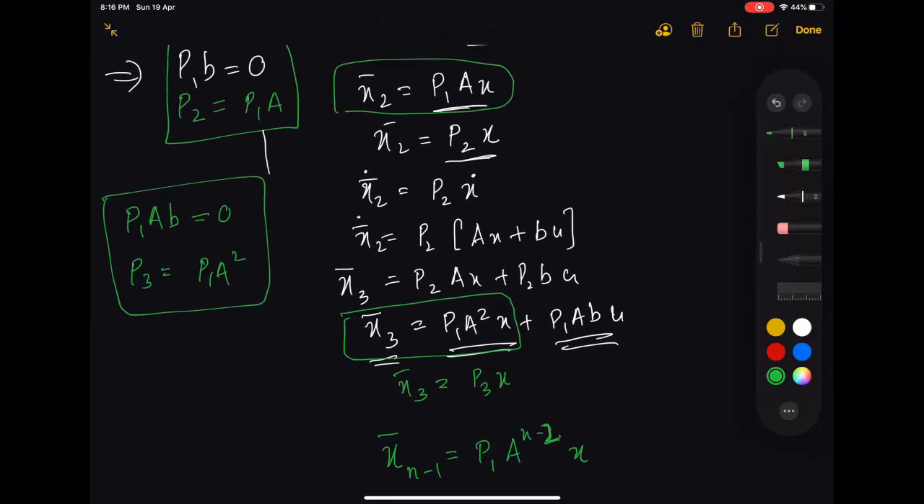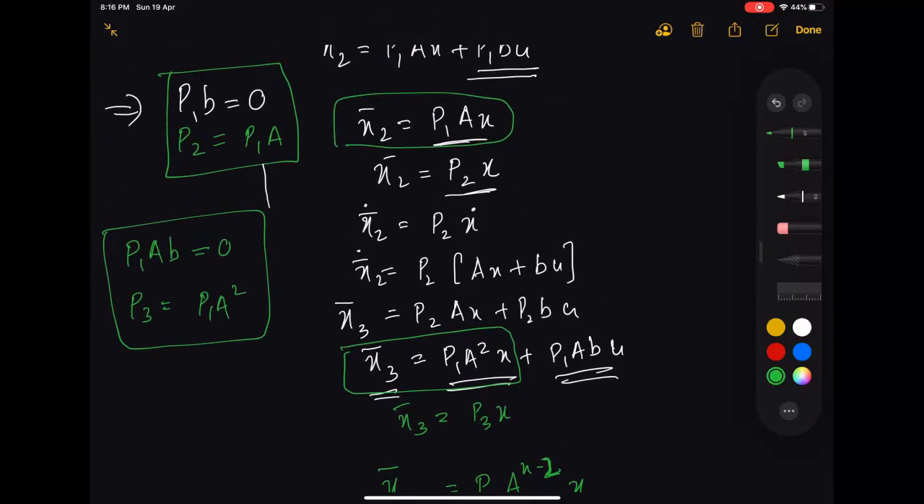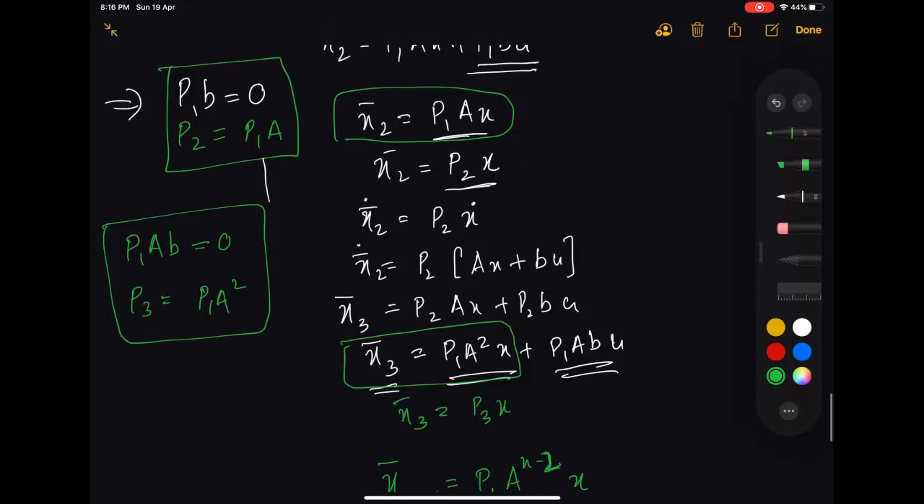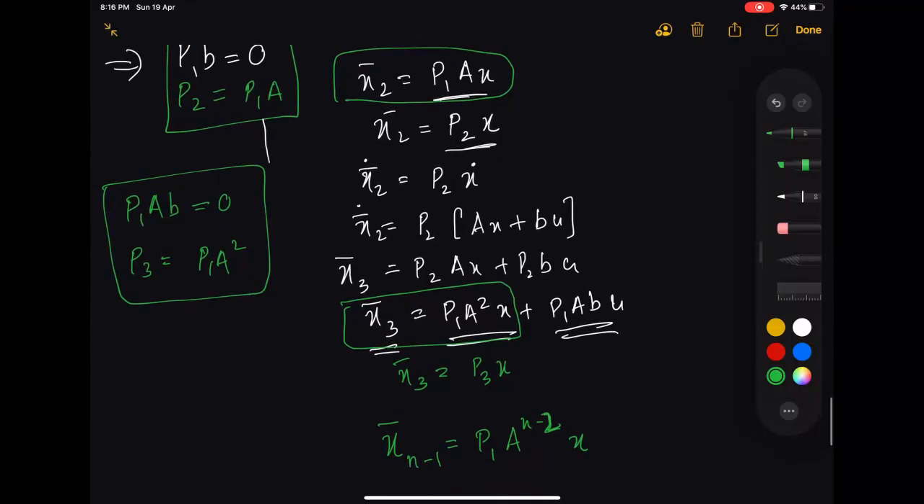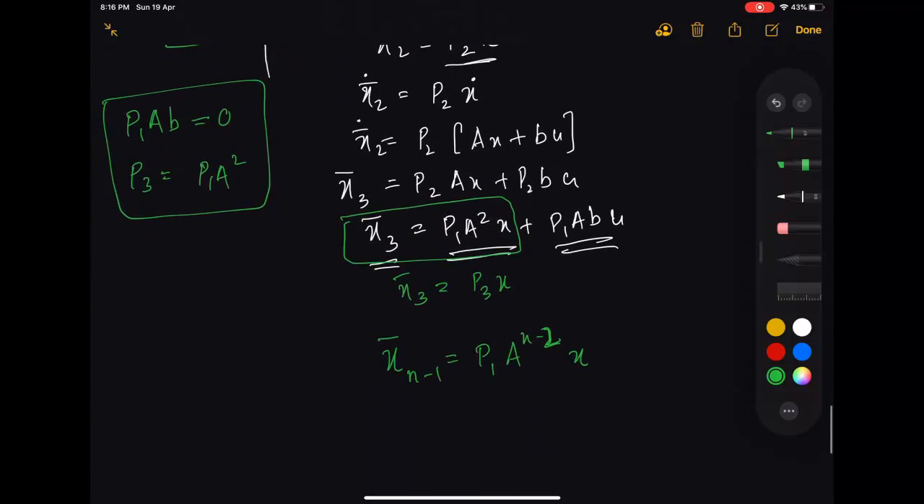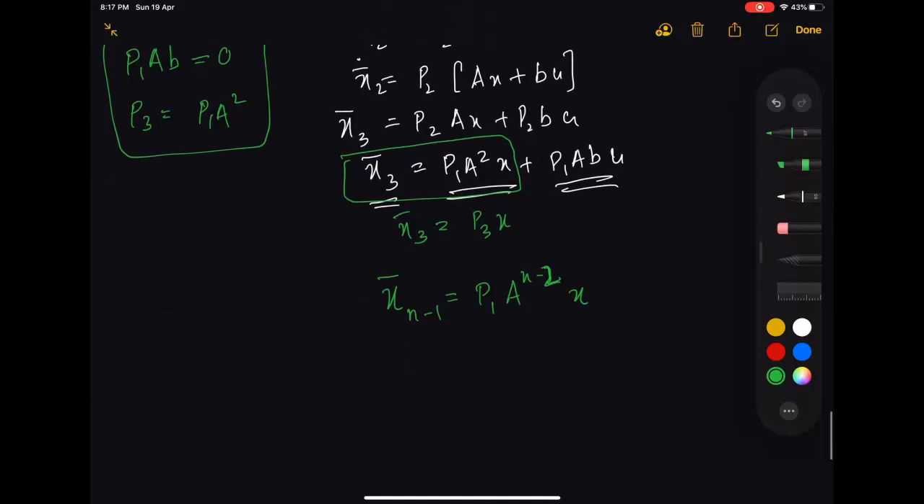So if you continue differentiating, you get x2 bar is equal to p1ax. That was the first equation, and then you differentiated this again. Then the second equation that you got was x3 bar is equal to p1a square x, which you wrote as x3 bar is equal to p3x. But if you took a look at this equation, then you can write xn minus 1 bar is equal to p1 a to the power n minus 2 into x, right?